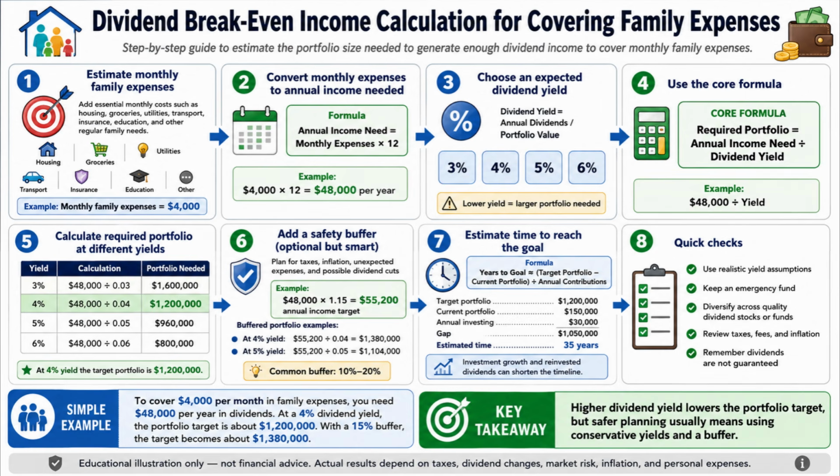Next, estimate the time needed to reach the goal. The formula is target portfolio minus current portfolio, divided by annual contributions. For example, if the target portfolio is $1,200,000, the current portfolio is $150,000, and annual investing is $30,000, then the remaining gap is $1,050,000. When this gap is divided by $30,000 per year, the estimated time is about 35 years.